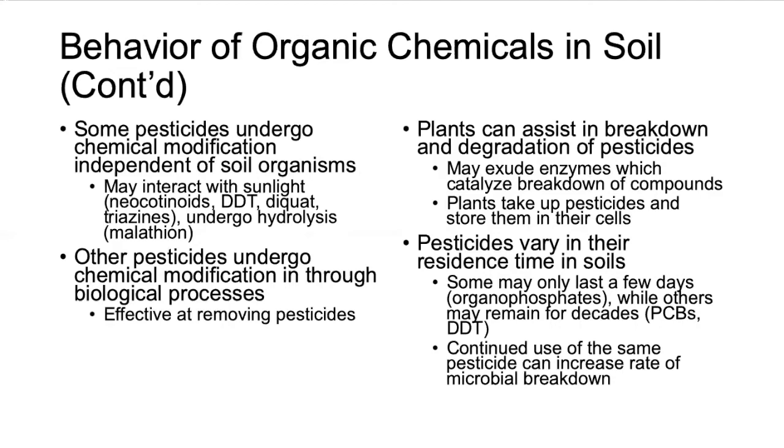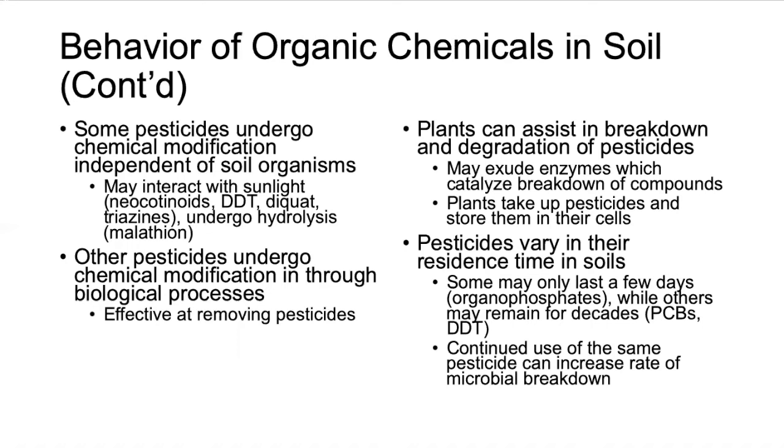And as we talked about earlier, some soil organisms such as bacteria, fungi, and plants are effective at actually removing contaminants such as pesticides. So plants can assist in the breakdown and degradation of pesticides. We talked about ways that they might do that. They might exude enzymes from their root system, which will catalyze the breakdown of compounds. And plants can also take up pesticides and store them in their actual structure, where they can then be more easily removed.